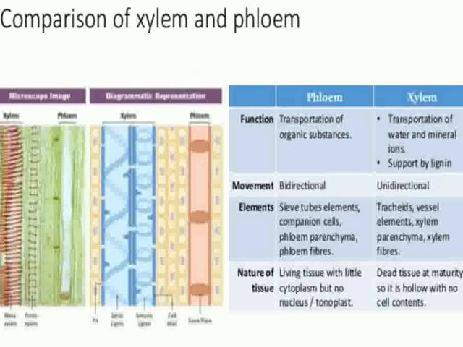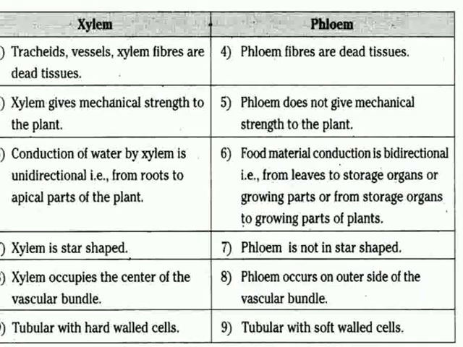It provides mechanical support to the plant. It has 4 types of different elements, and these 4 types of different elements are tracheids, vessels, xylem fibers and xylem parenchyma. However, gymnosperms lack vessels in them.